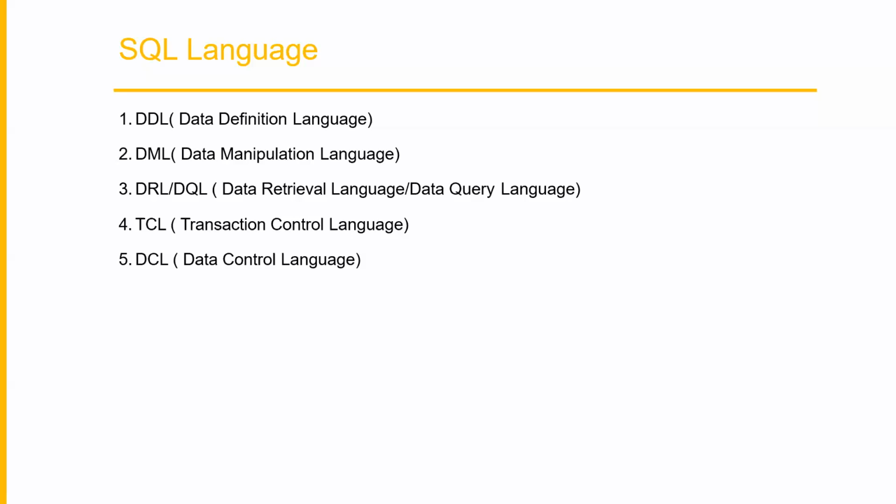Next, DCL. DCL is data control language. It's all about permissions. Providing the required privileges to a particular user on particular objects comes under the data control language. This is how SQL is divided into different categories. Now we'll learn each of them in detail.